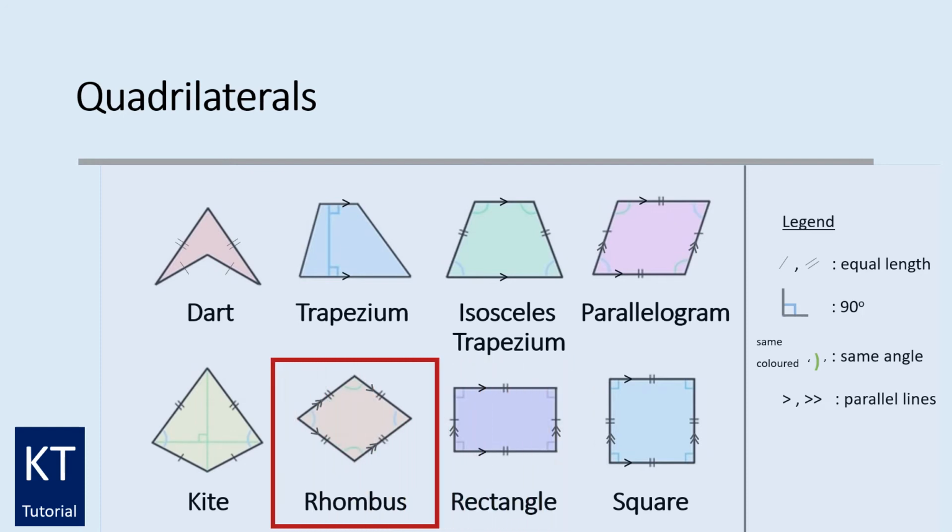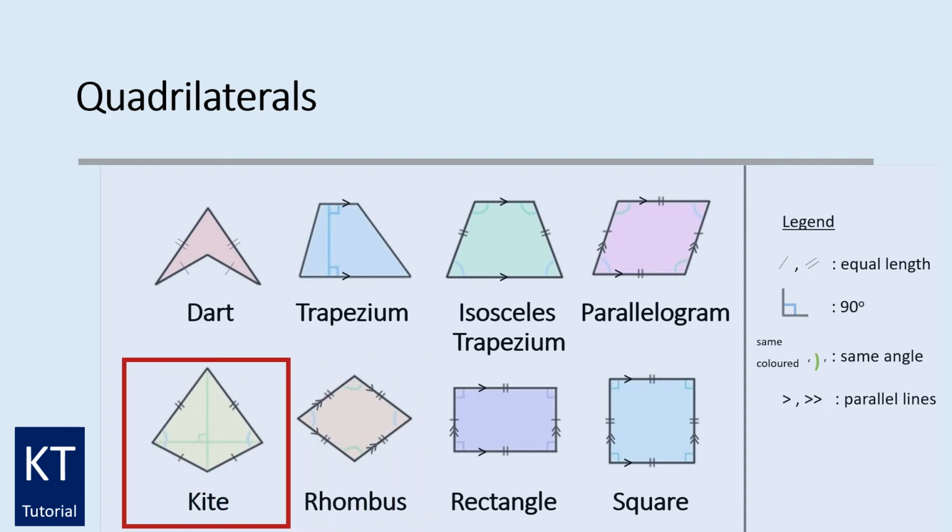For the rhombus, all four sides are equal in length. It does not have adjacent sides that are perpendicular, but would have opposing internal angles that are the same. It also has opposing sides that are parallel to one another.